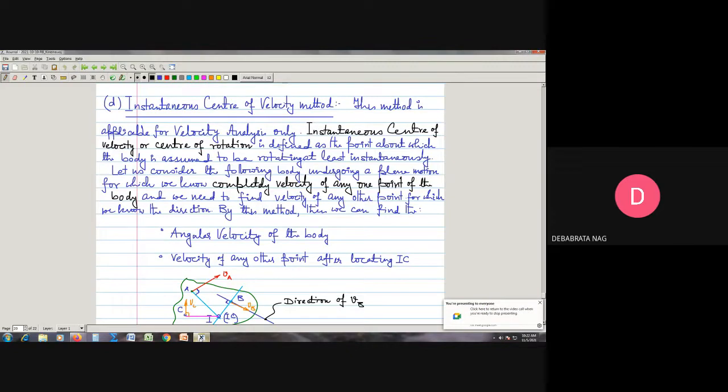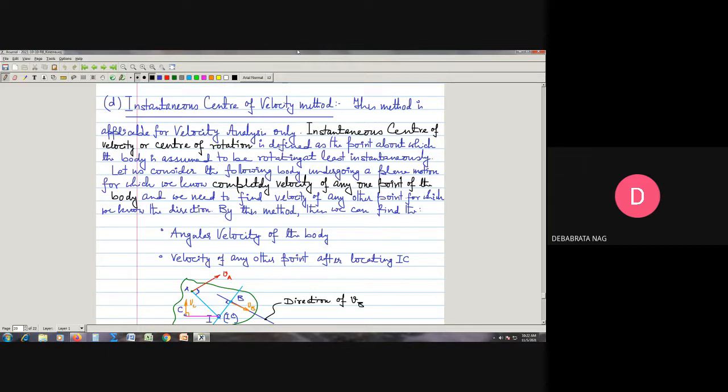So, dear students, today we will discuss another method of analyzing the kinematics of a rigid body. This is the last method, and this method is basically termed as the instantaneous center method of velocity analysis.